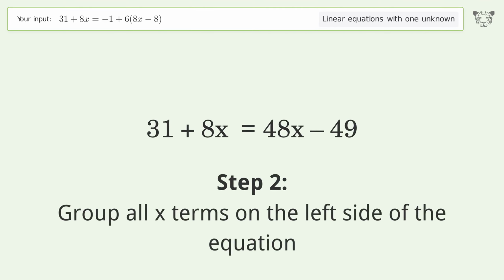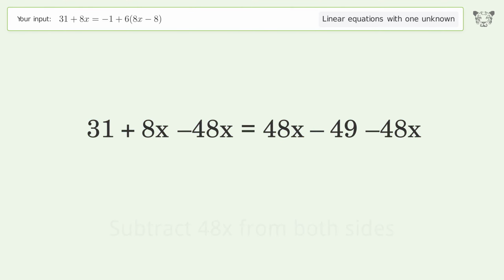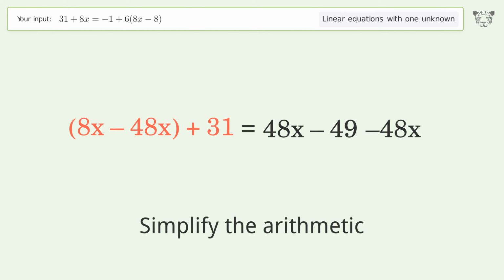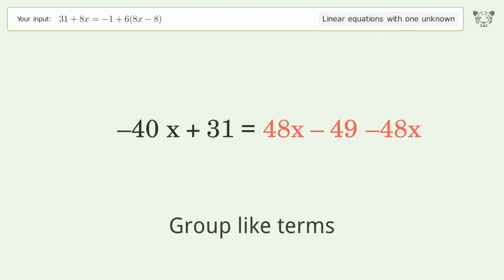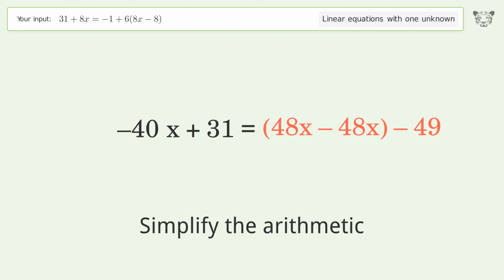Group all x terms on the left side of the equation. Subtract 48x from both sides. Group like terms. Simplify the arithmetic. Group like terms. Simplify the arithmetic.